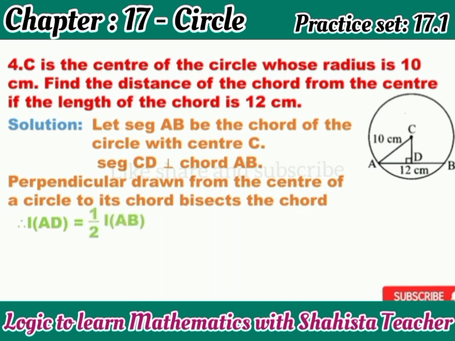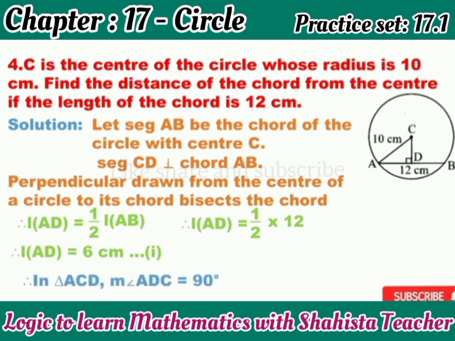So half of length of AB, that means how much? So length of AD is equal to half multiplied by 12. 2 ones are 2, 6 are 12. After dividing by 2, we get 6. So length of AD is equal to 6 centimeter. Length of AD is equal to how much? 6 centimeter. Is that clear?